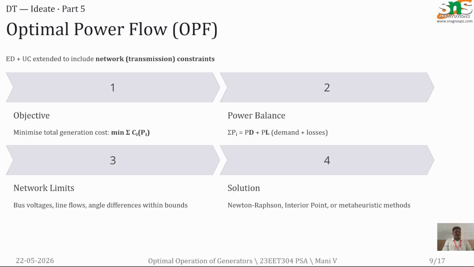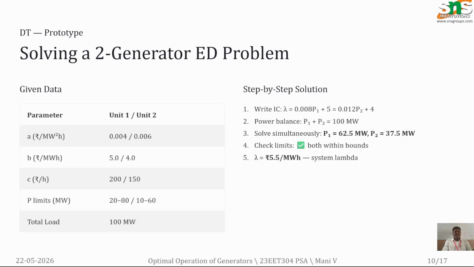The main objective is to minimize the total generation cost. For that, we have to balance our equation: the total input power is equal to total demand plus losses. And here we have to maintain the network limits: the bus voltage, line flow, that is real power, reactive power, and the angle differences within bounds. Everything can be limited in the network limit. For this, we can use Gauss-Seidel, Newton Raphson, interior point, or some other methodology to analyze the optimal power flow.